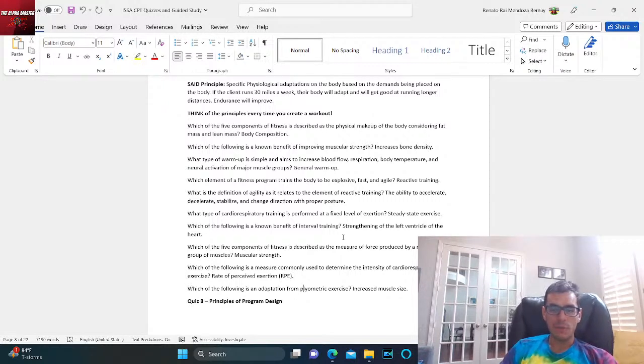And which of the following is an adaptation from plyometric exercise? It is going to be increased muscle size. An adaptation from plyometric exercise is going to be increased muscle size.